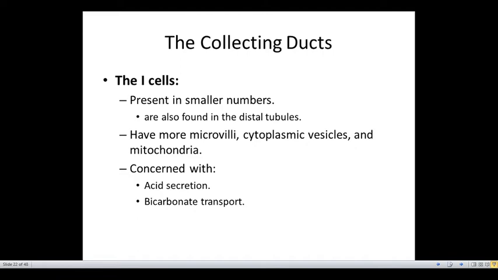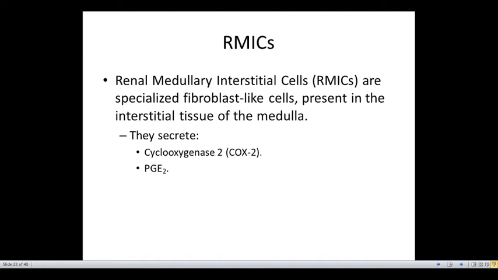In addition to the P cells and the I cells and the cells of the juxtaglomerular apparatus, there are other cells present in the interstitial tissue of medulla which have a secretory function. These are called renal medullary interstitial cells, and they are specialized fibroblast-like cells present in the interstitial tissue of the medulla.